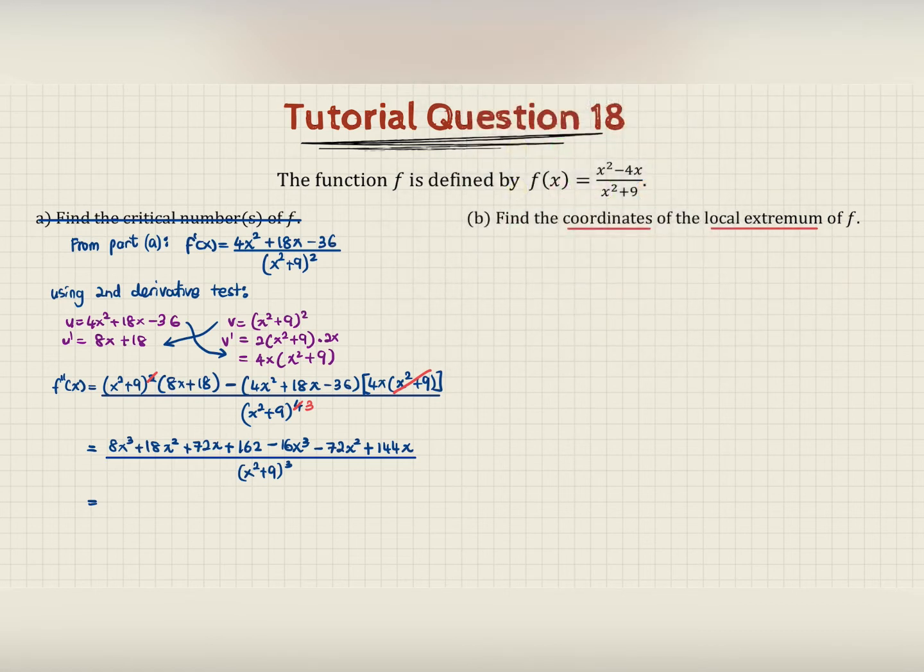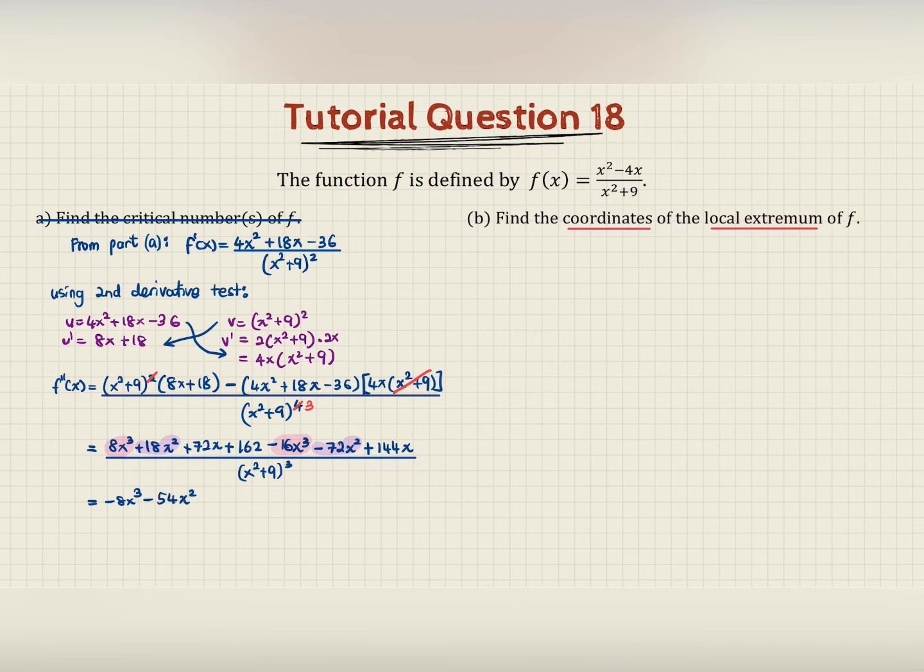Purple. Lagi satu kita gunakan warna kuning lah. Okay, let's start with pink first. So x cubed, 8 tolak 16 dapat negatif 8x cubed. Okay, and then x squared. So 18 tolak 72, I get negative 54x squared.